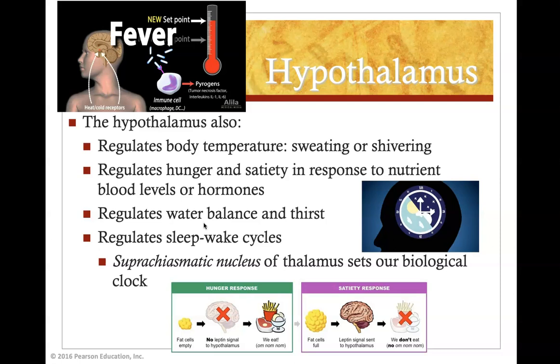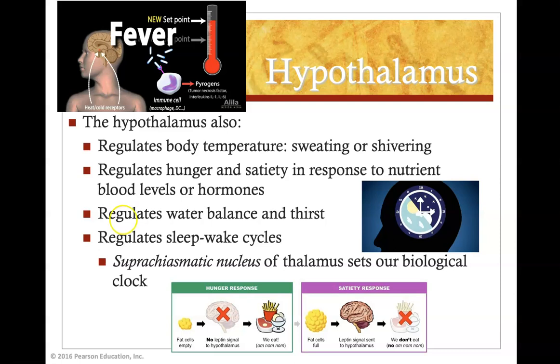You'll get into that in 202 for sure when you do the urinary system. But you just have to know that it really helps regulate your water balance and thirst. It's also going to be part of, along with the epithalamus, which we're going to talk about in just a minute, the portion of your brain that regulates your sleep and wake cycles.